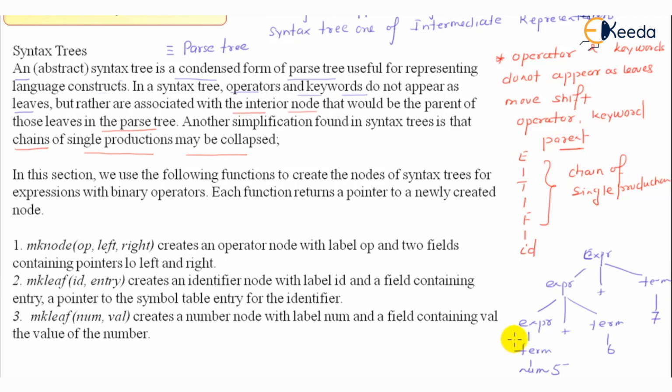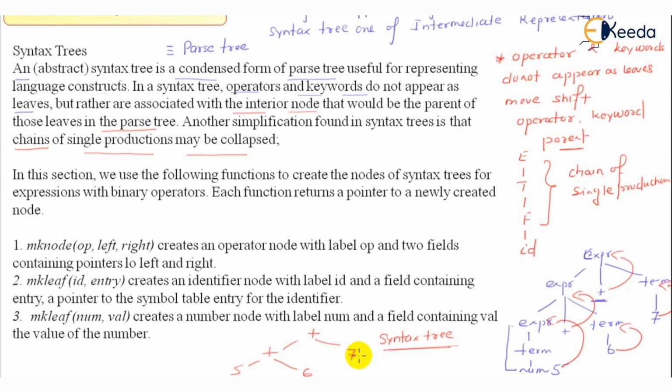Now we are going to collapse this chain, and we take the operator or keyword and shift it to the root. So 7 will be here, 6 will be here, and 5 will be here. Finally it will look like this: plus, 7, plus, 5, and then 6. This we call a syntax tree.